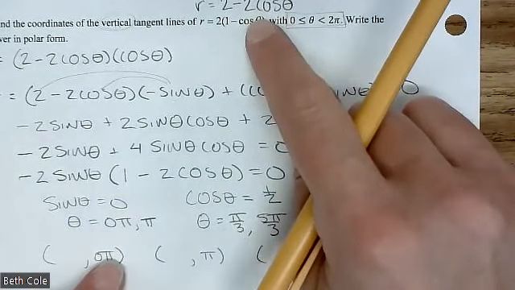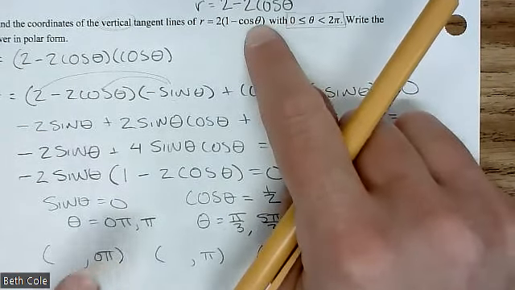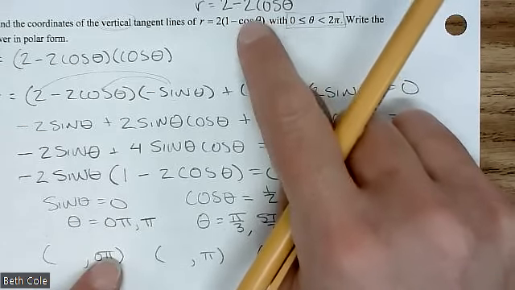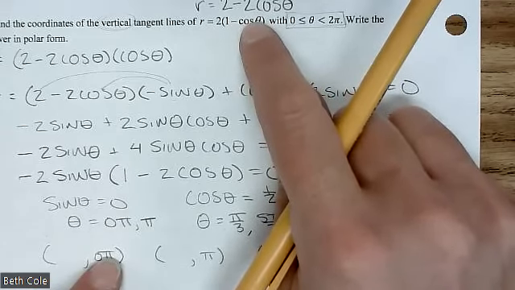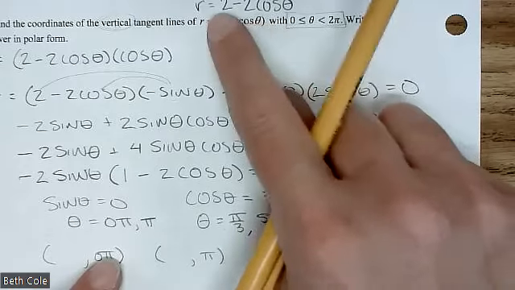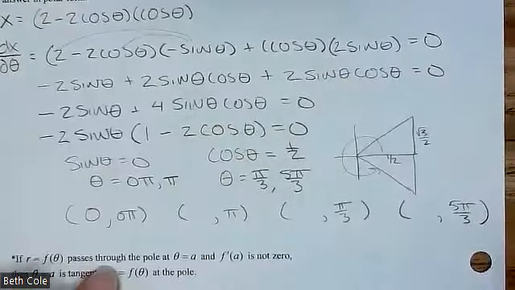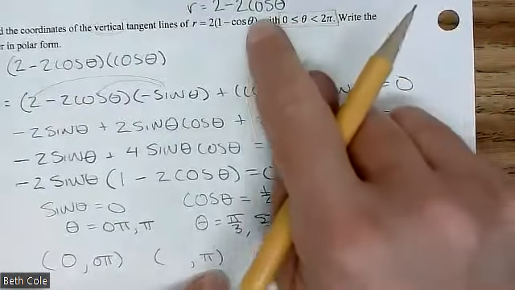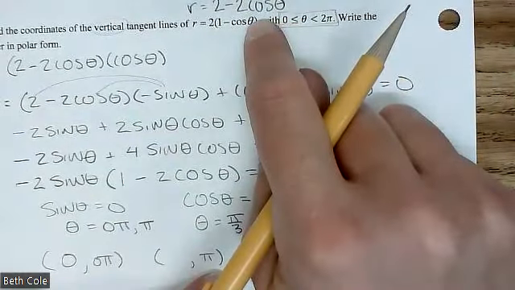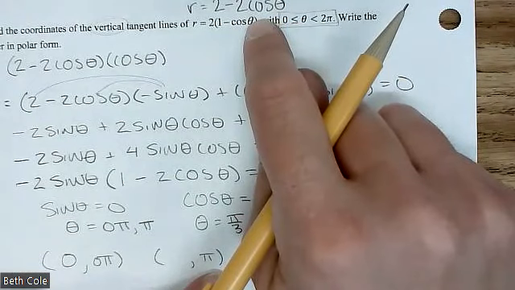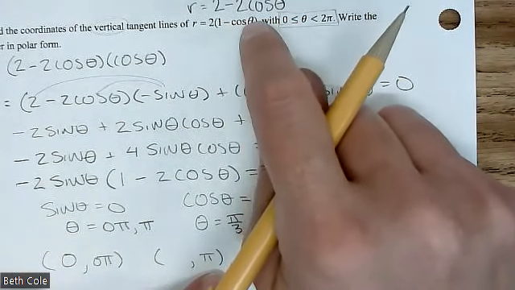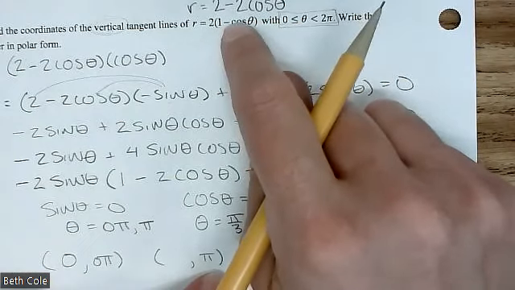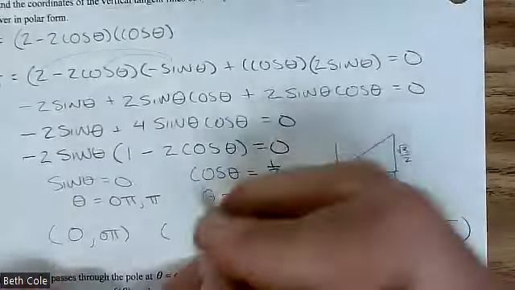So let's plug in 0. Cosine of 0 would be 1. But then 1 minus 1 would be 0 times 2 would be 0. All right, then we're going to do pi. Cosine of pi would be negative 1. So you'd have 1 minus negative 1, 2 times 2, 4.